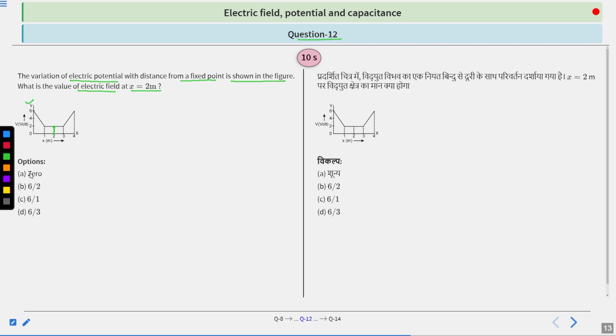Clear? So option A is 0, meaning the electric field at x is equal to 2 meter is 0. Option B is 6 by 2, option C is 6 by 1, and option D is 6 by 3. Clear? So which option is correct? Option A, option B, option C, or option D? You have some time to solve this question. After that, we will provide the solution of this question.